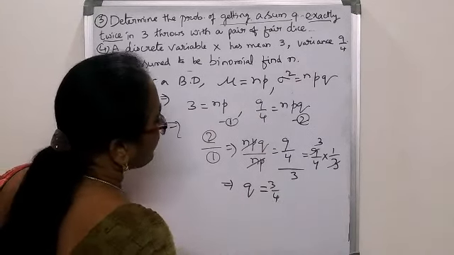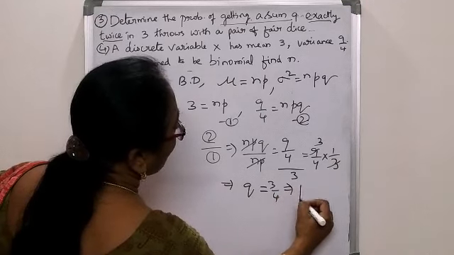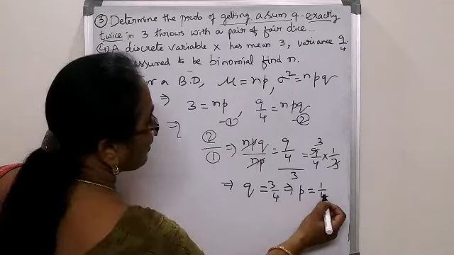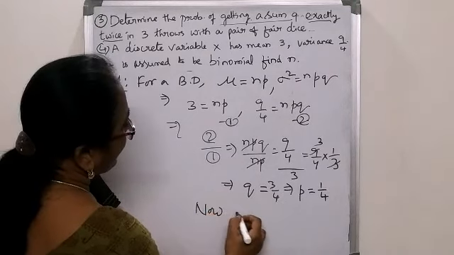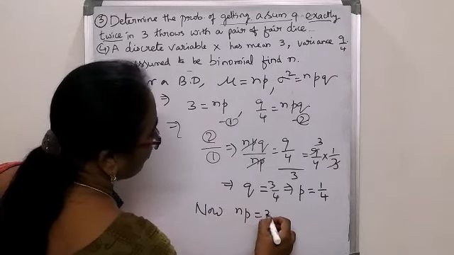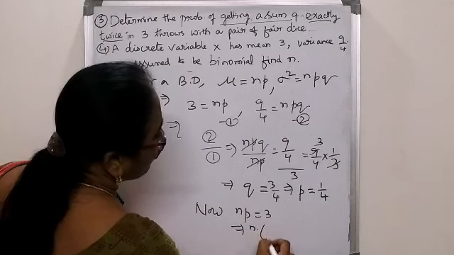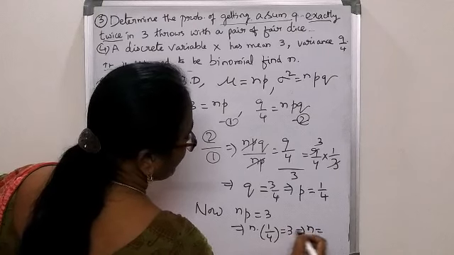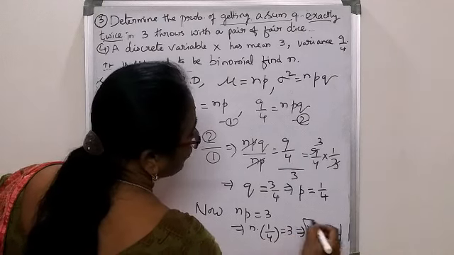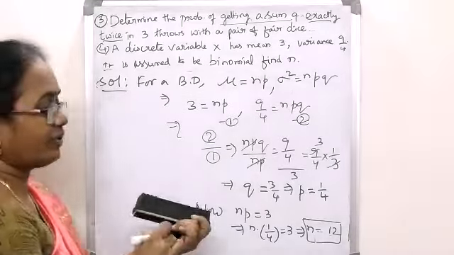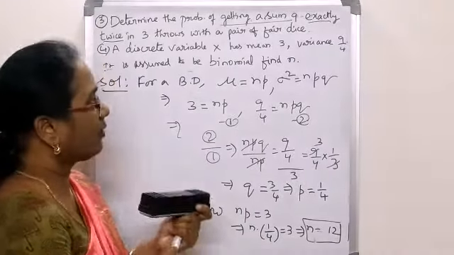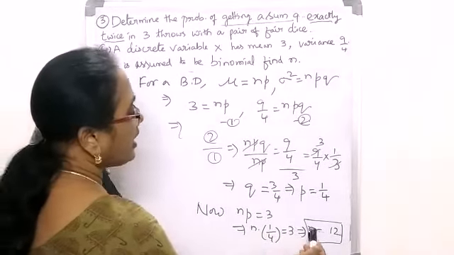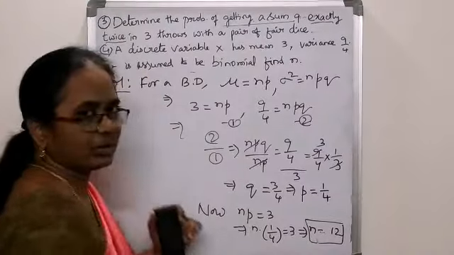Because q is equal to 3 by 4, we can get the value of p is equal to 1 by 4. Because p is equal to 1 by 4, now from np, the mean equal to 3, it is n into 1 by 4 is equal to 3, so that n is equal to 4 into 3, 12. So the number of trials of the experiment corresponding to the binomial distribution in the given problem is n equal to 12, right? Thank you.